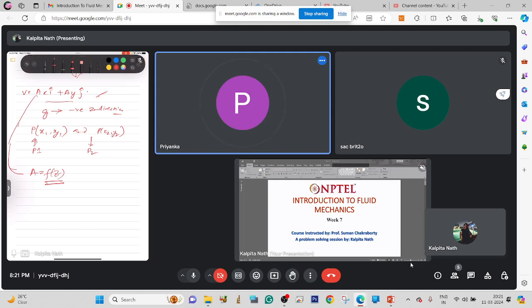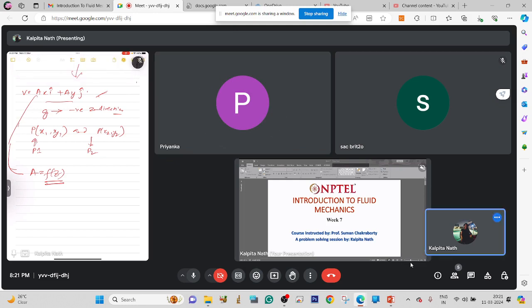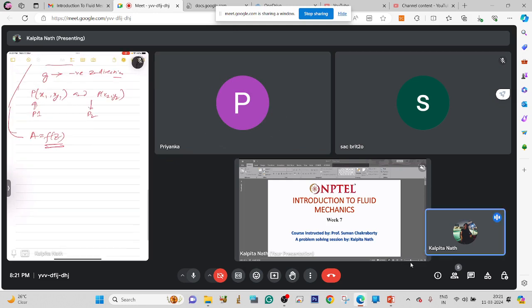Yes, ma'am. Yeah, do that then. You need to get the expression for pressure. So P will be something plus some constant. When you integrate it, it will be some constant, and this constant should not be a function of x, y, or z. Right. So this P is on the basis of x, y, and z.